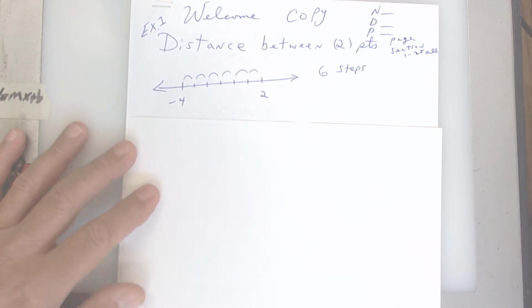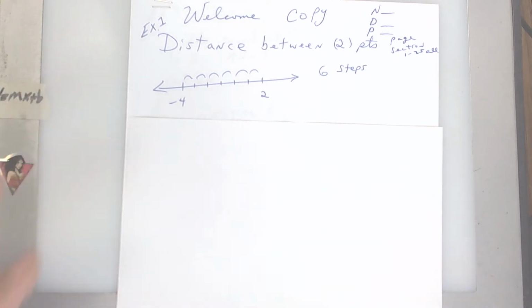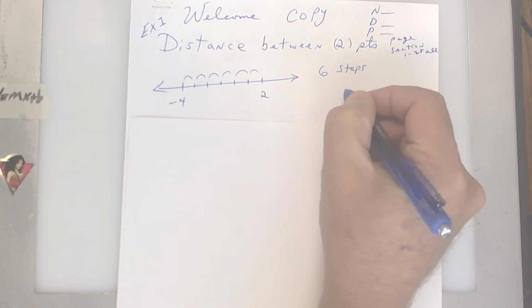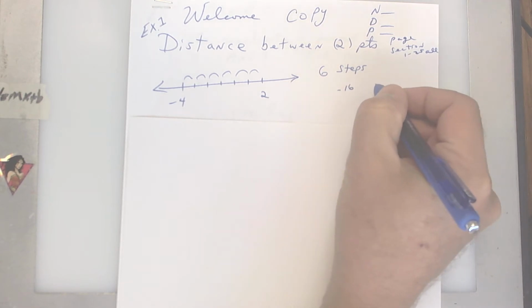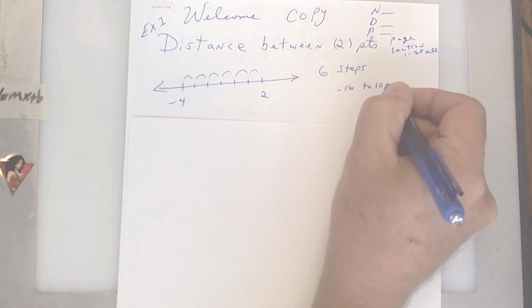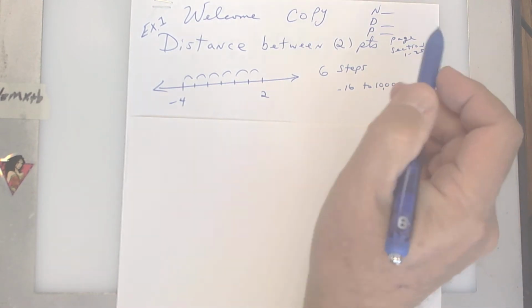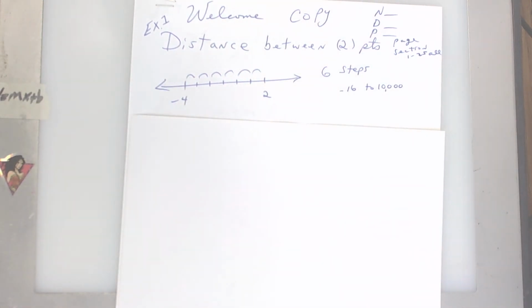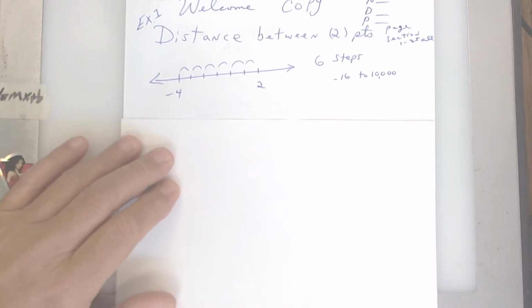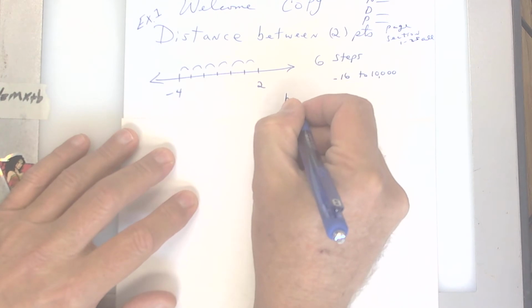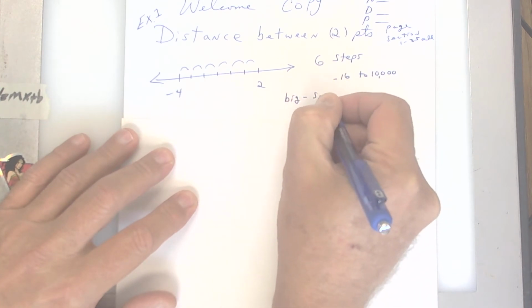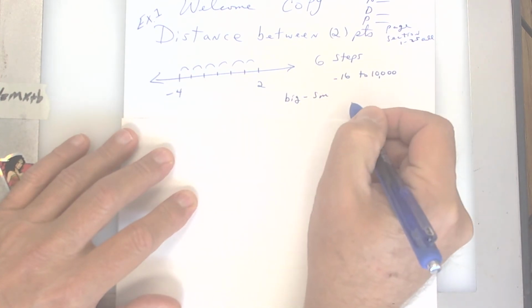Now, when might you not be able to do that? Do you have an idea? Let's say I wanted you to count how many spaces were from -16 all the way to 10,000. Yeah, you might be able to figure it out, but could you actually draw it and count it? So the better way is to take the bigger number minus the smaller number. So big minus small. Okay? And that's the formula I use.